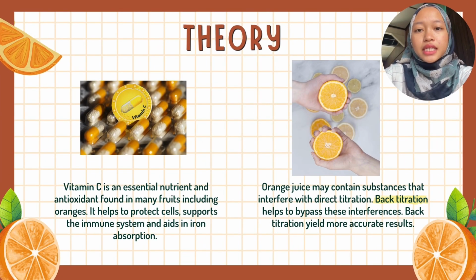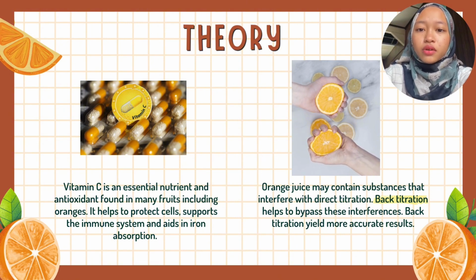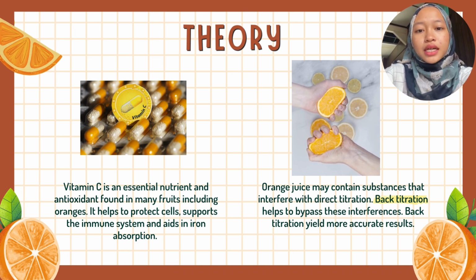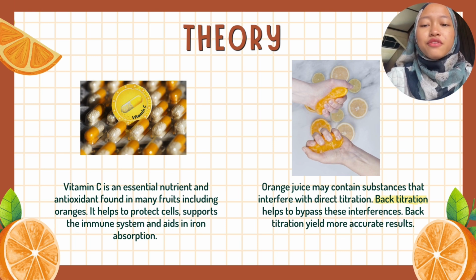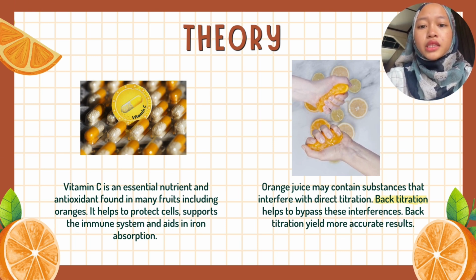Okay, for the next slide, I will talk about theory. So, as we all know, vitamin C is an essential nutrient and antioxidant found in many fruits, including oranges. It helps to protect cells, support the immune system, and aids in iron absorption. However, when determining the vitamin C content in orange juice, we face some challenges, which is orange juice may contain substances that interfere with direct titration. To overcome this interference, we use a method called back titration, which yields more accurate results.